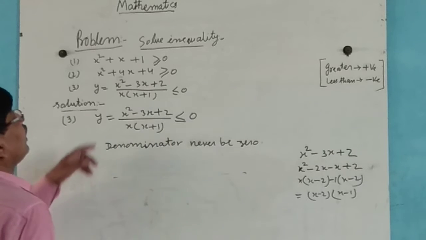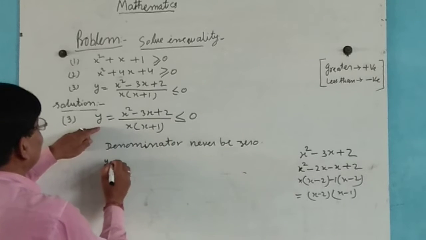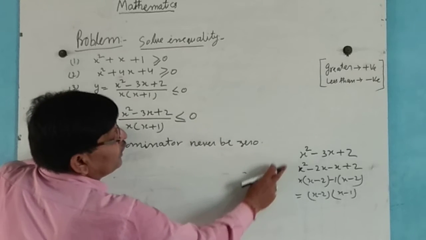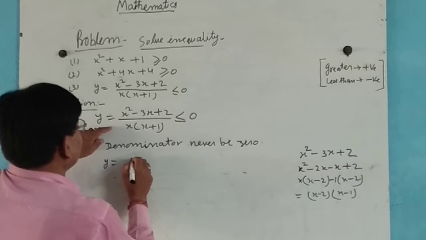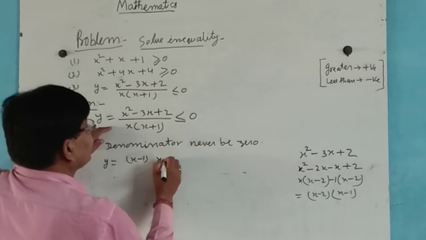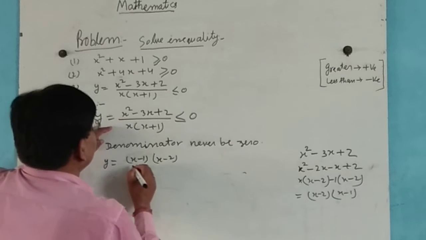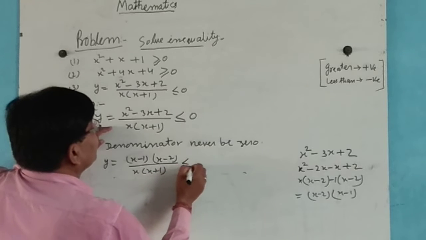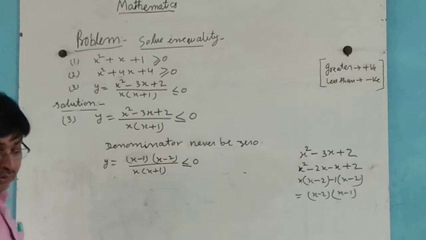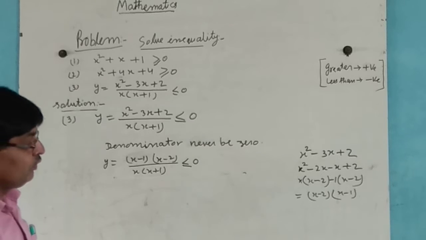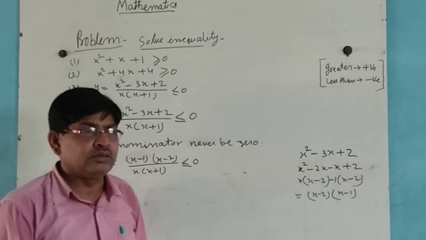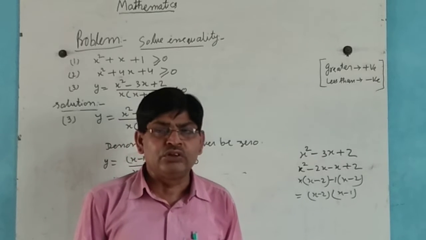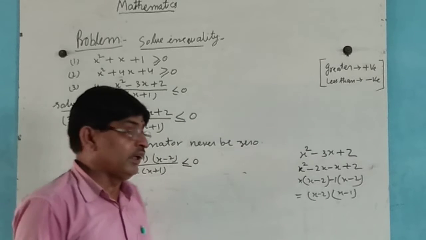We convert this, y = x² − 3x + 2, it can be replaced by (x − 1)(x − 2) divided by (x + 1) ≤ 0. For solving this, as you know, we set each factor equal to 0 and take the value of x.